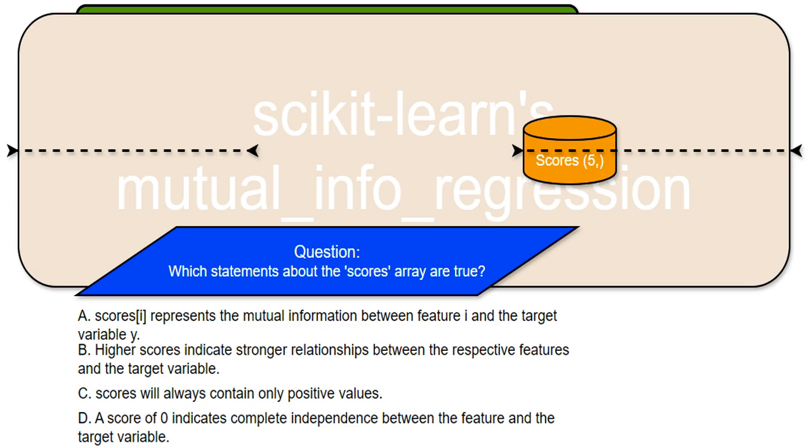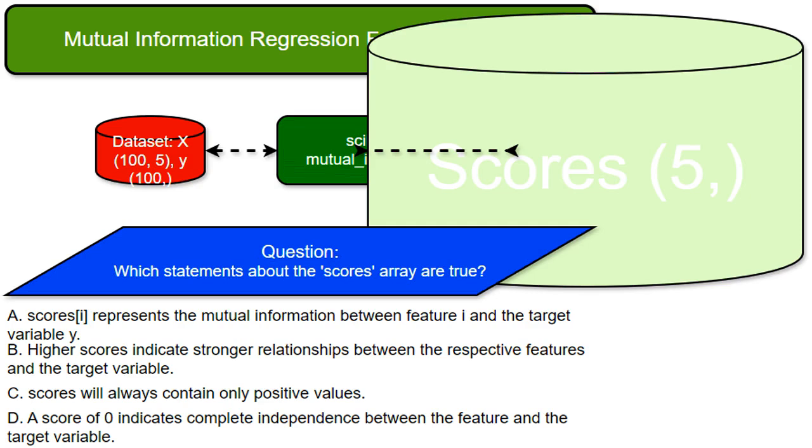This is a super handy tool in Python that helps calculate how much information each feature gives me about the target variable. After running the function, I get a list of scores. This score list has 5 numbers, one for each feature in my dataset. Each number represents how strongly that feature is related to my target variable. A higher score indicates a stronger relationship. The shape 5 means it's a one-dimensional array with 5 elements.